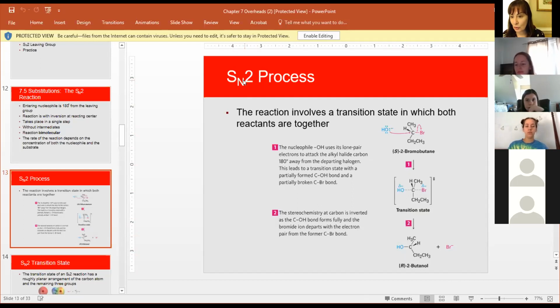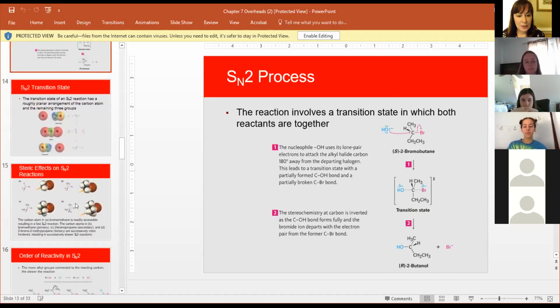The N means that it's nucleophilic. So we have a nucleophile that is in charge of doing the attack. And the 2 means that in the transition state, we have 2 molecules involved. We have the nucleophile involved, and we have this guy who is the reactant involved. We also sometimes call this either the starting material or the substrate. Those are all words that we can use to describe the material that we start with. So we went from this bromobutane up here, which was S, to this butanol down here, which was R. We got that transformation? Okay.